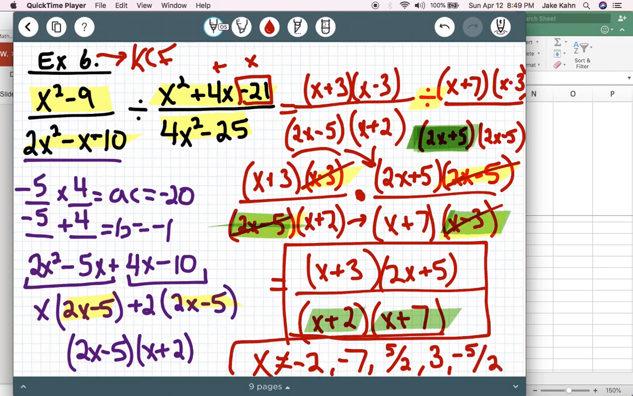So those are all the restrictions on our domain. Yes, it is a mouthful, but it's your full, complete answer. x plus 3 times 2x plus 5 divided by x plus 2 times x plus 7, with restrictions on the domain of x cannot be equal to negative 2, negative 7, plus or minus 5/2, and 3. Ooh, that was a lot.